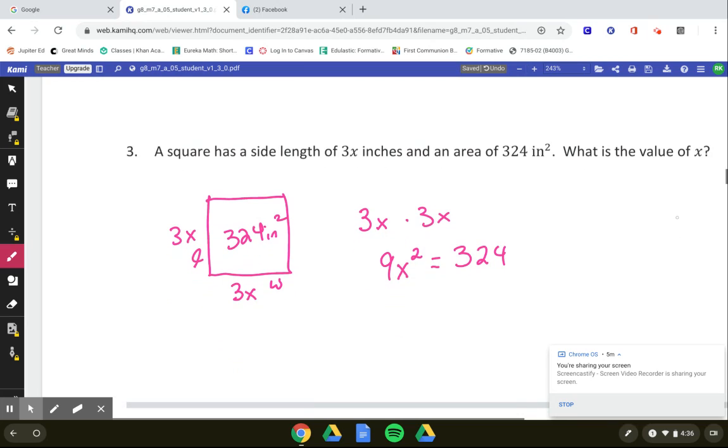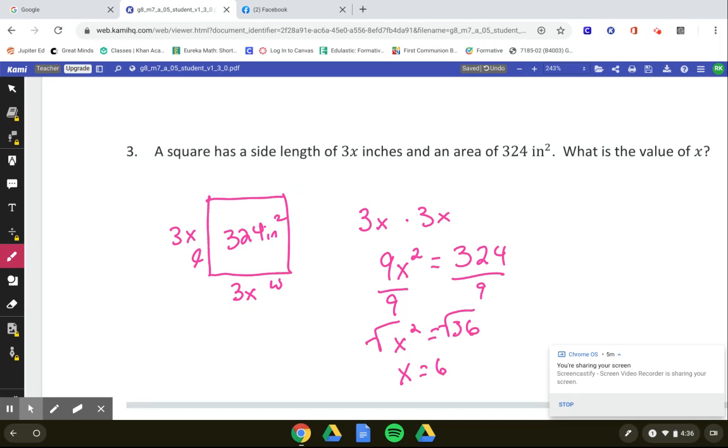Now, our first step, we want to get x squared by itself, so we're going to divide both sides by 9. And that gives us x squared equals 36. And we can take the square root of each side, and we get x equals 6.